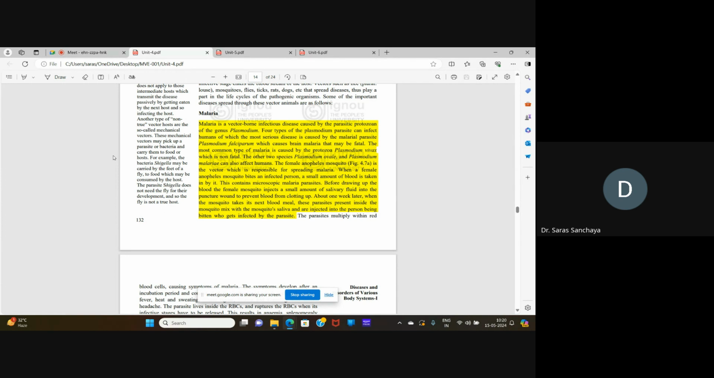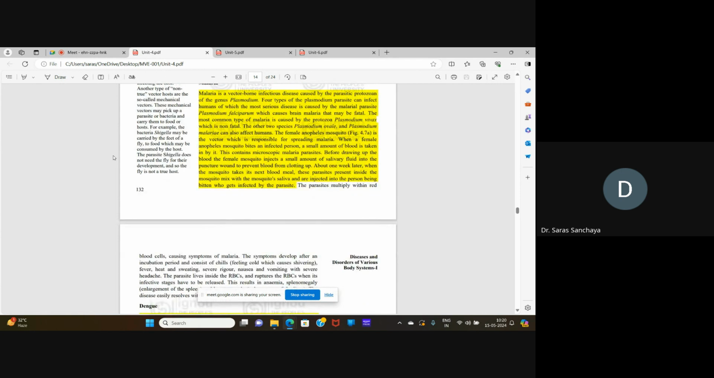This contains microscopic malarial parasites. Before drawing up the blood, the female mosquito injects a small amount of salivary fluid into the punctured wound to prevent blood from clotting up. One week later, when the mosquito takes its next blood meal, these parasites present inside the mosquito mix with mosquito saliva and are injected into the person being bitten, who gets infected by the parasite. So, the female Anopheles mosquito basically injects the parasite into our body when it is taking the blood meal.